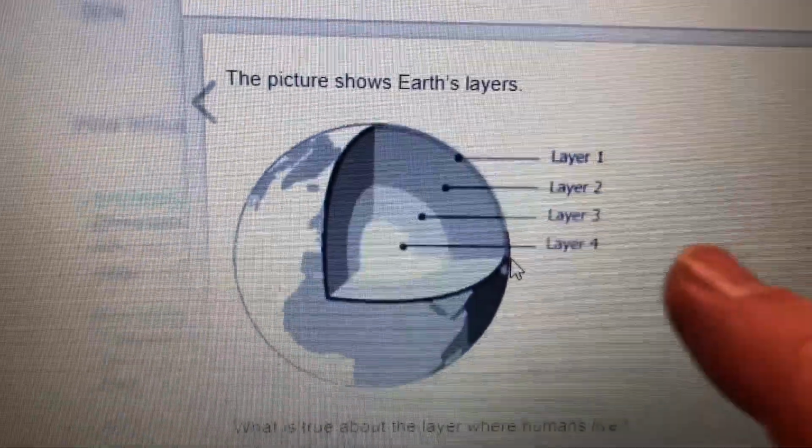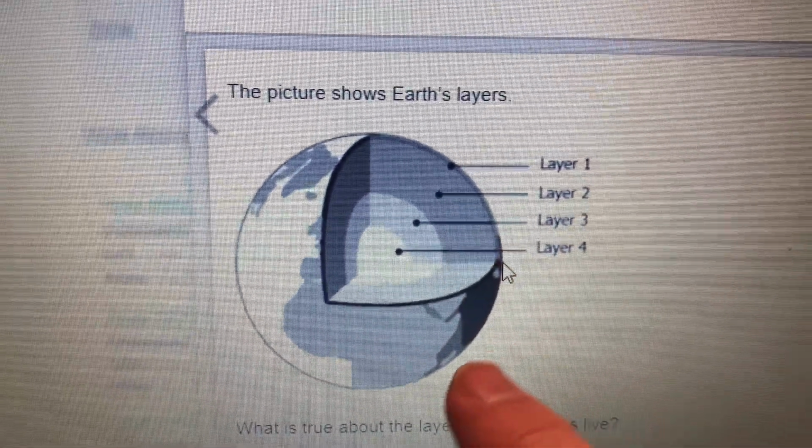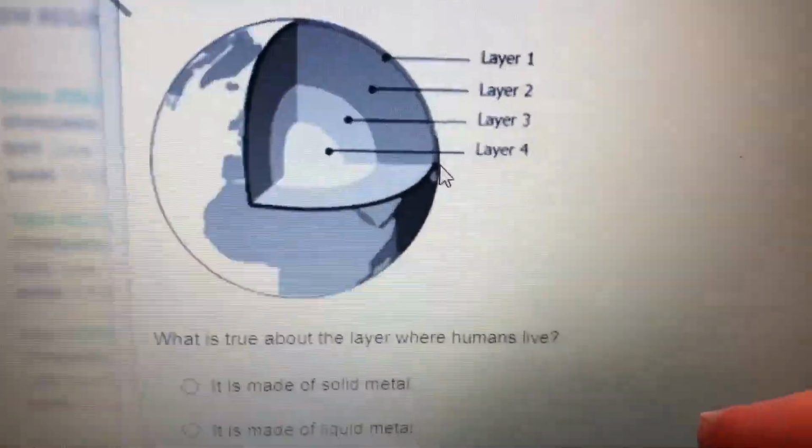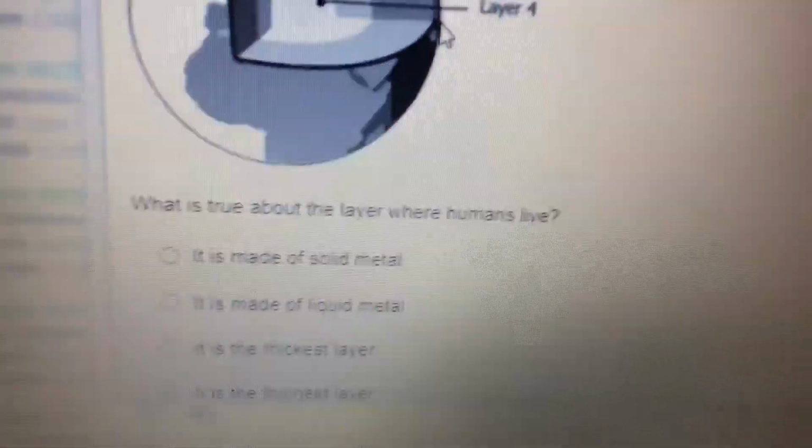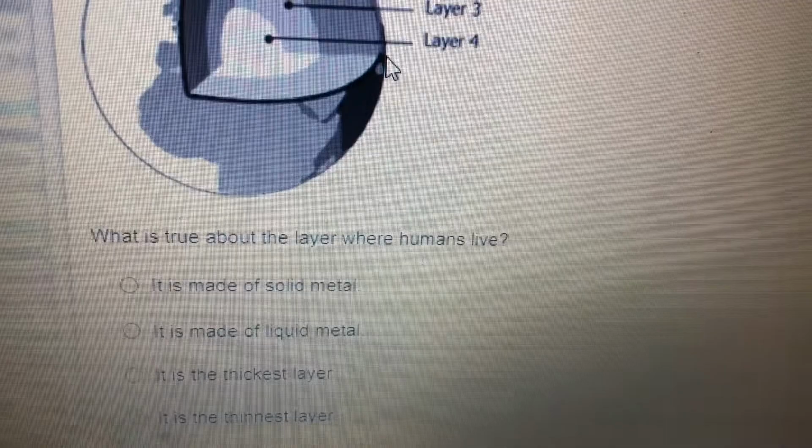So where do humans live? Inside the Earth or on the surface? On the surface. So we live on the crust, and we know that the crust is the thinnest layer, okay? Where the continents and the oceans are. So now you know a lot about the Earth's crust, okay?